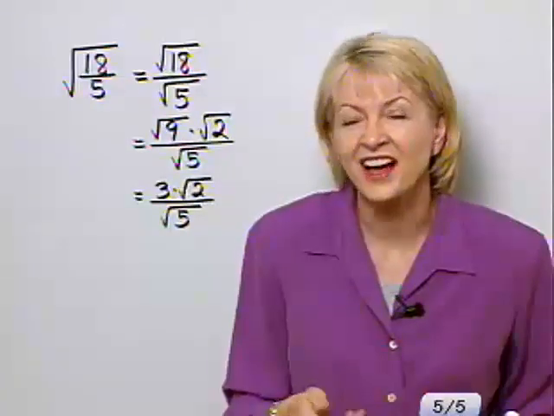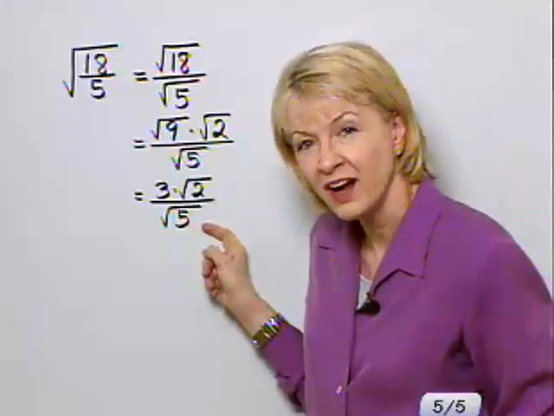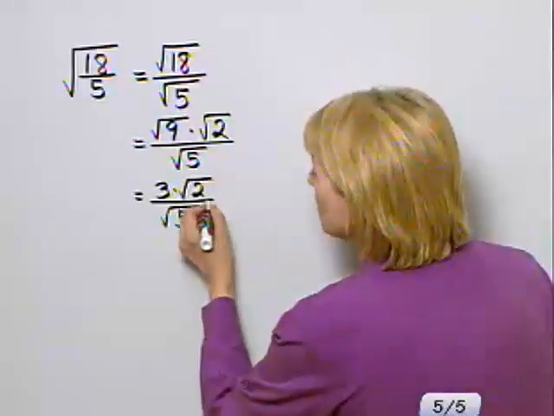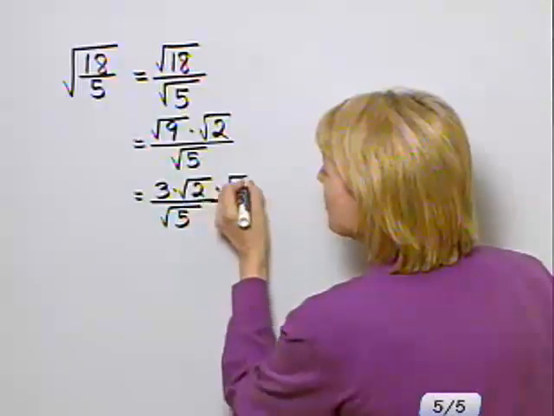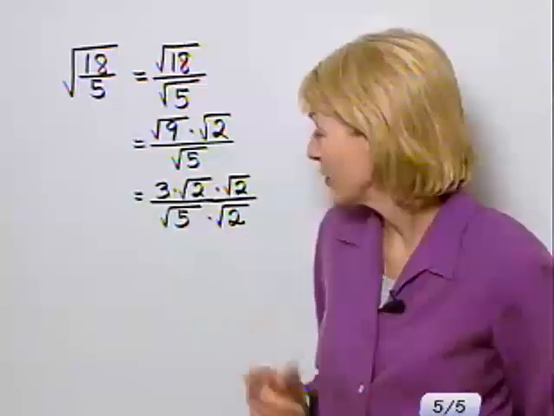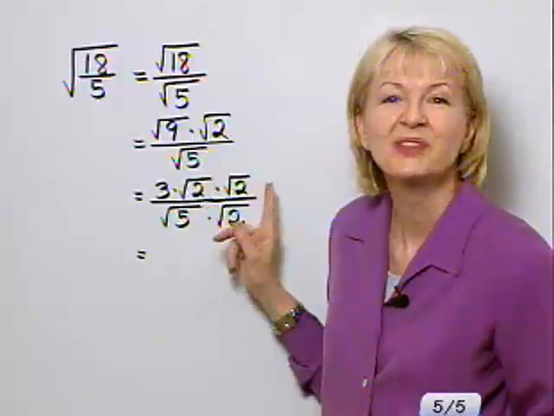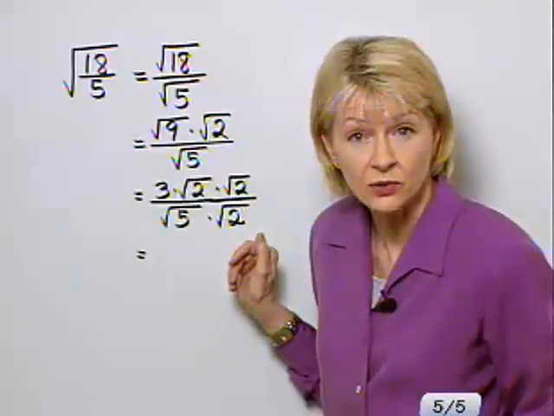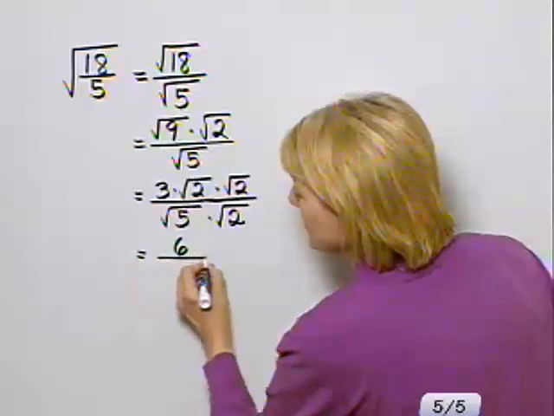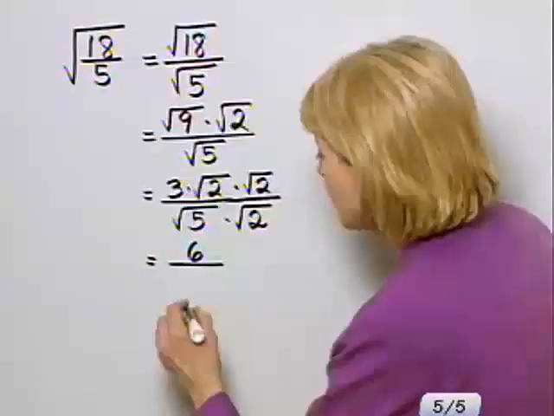If you are rationalizing the denominator, you multiply numerator and denominator by the square root of 5. I'm now, though, going to rationalize the numerator, so I will multiply numerator and denominator by the square root of 2. And then let's see what happens. Well, in the numerator, I'll have 3 times, what is the square root of 2 times the square root of 2? That is 2. So I'll have 3 times 2 in the numerator, which is 6. And in the denominator, I have square root of 5 times square root of 2, which is square root of 10.